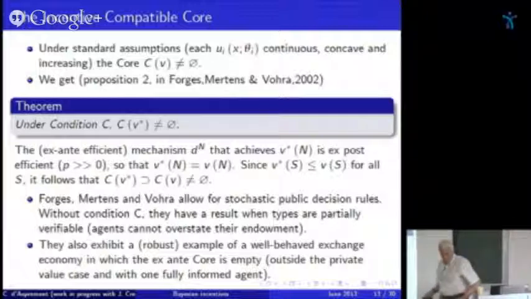Yes? So if you have independence, then condition C will probably be satisfied also by the subsets. If you have independence, yes, then condition C will also be satisfied for every subset. Which means then that V star and V are exactly the same game. Yes, exactly. Okay.